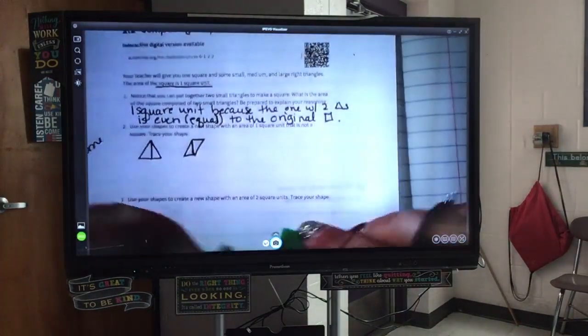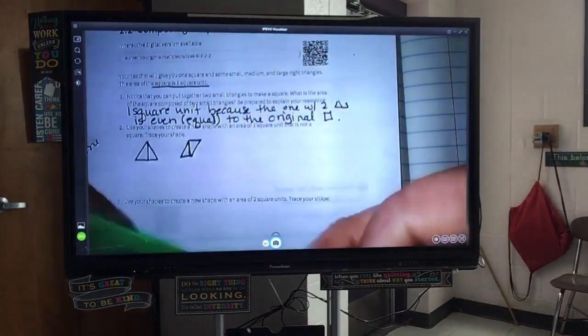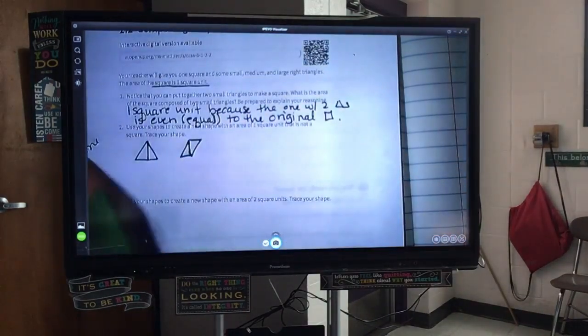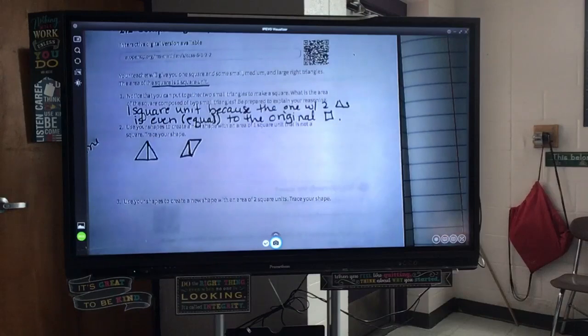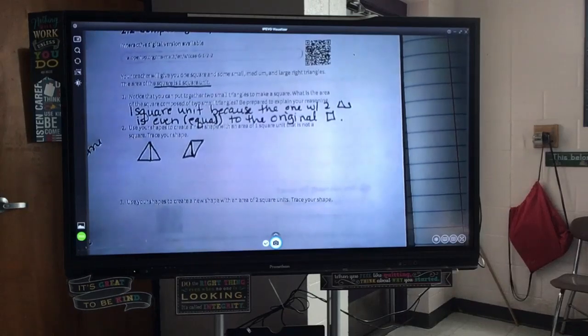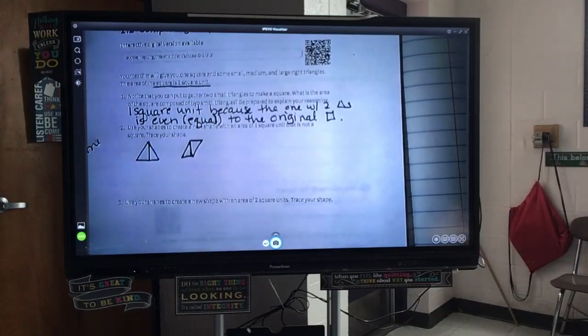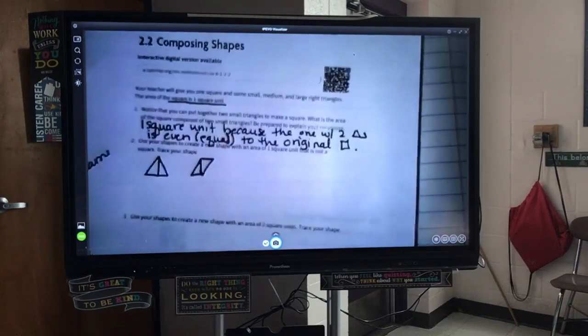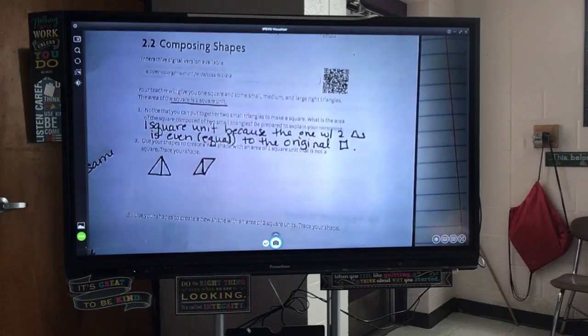Another shape that you can make. How was it? It's one of those. Take a picture of it. Okay, so those are the two shapes that you can make. They both equal 1 square unit because you made it with the two original pieces that make 1 square unit. Do you see the connection? So these two pieces equal this.